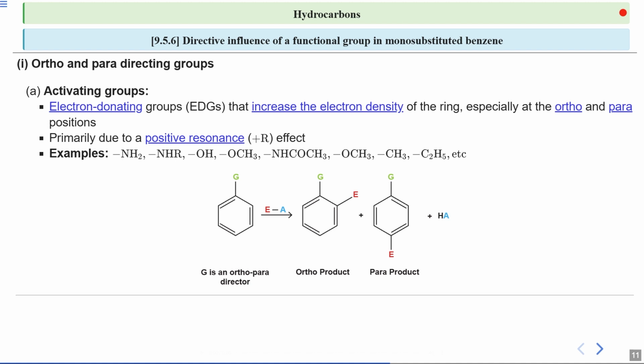Now the image illustrates the aromatic ring substitution in a benzene ring substituted with group G, which is an ortho-para director. We have already seen this, but here G is an activating group rather than a deactivating one, and it is directing your incoming electrophile E onto the ortho and para positions, creating the ortho product and the para product. Apart from this, we are also getting HA.